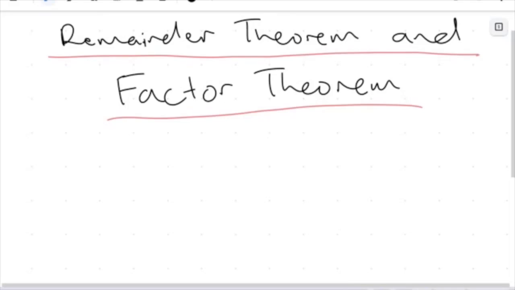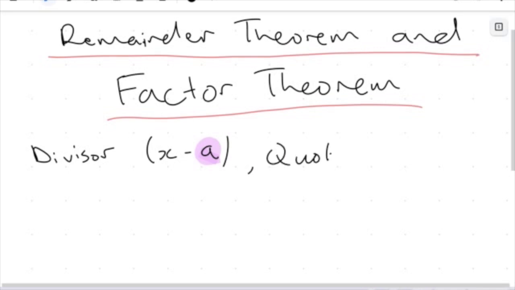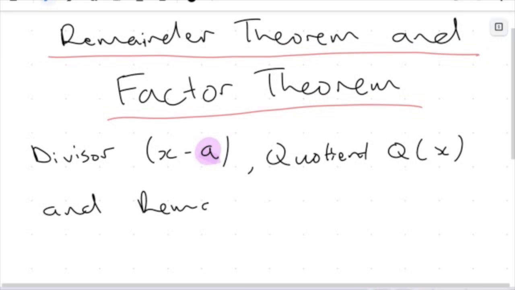Okay, so in the last video we talked about dividing polynomials, and when we divided those by some divisor x minus a, where a was just some number, we got some quotient q of x and a remainder of r. Because sometimes, obviously, when we divide, something doesn't go into another thing really nicely, so we get some remainder.